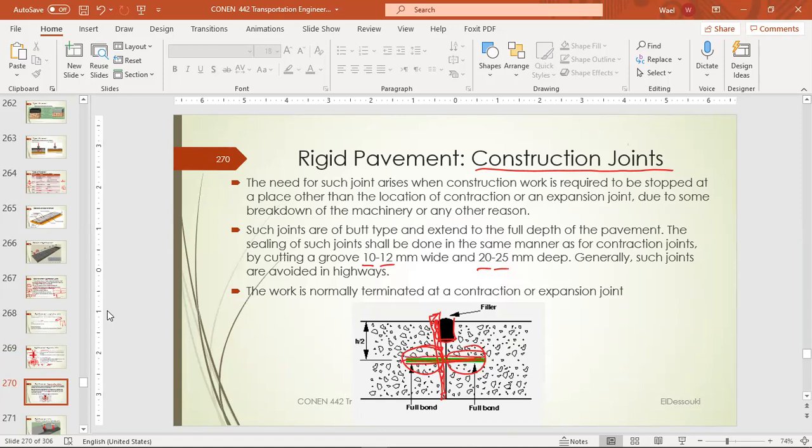Dowels should be planned ahead of time, and there is a wooden plate that we put here to stop the slab. Then the next day we remove this wood and we continue, and at this joint we open this section and fill it with sealant.